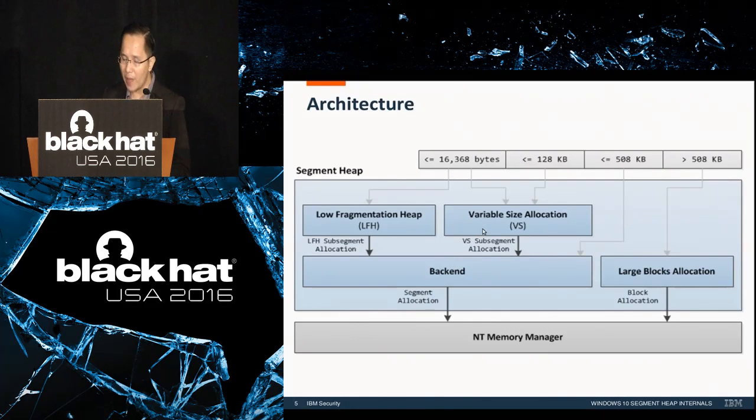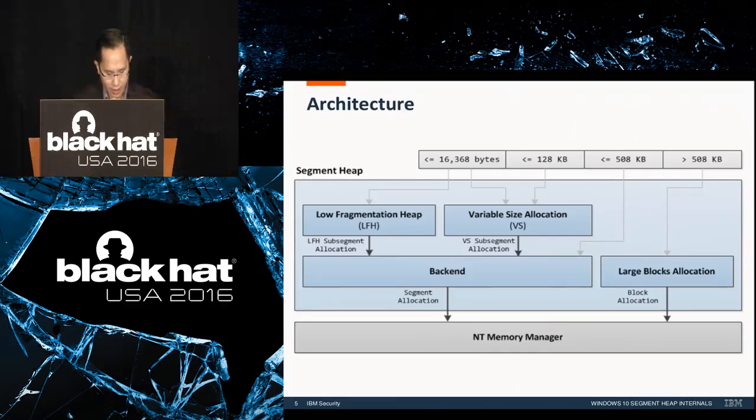Another component on the top of the backend is the variable size allocation component, or VS. It also uses the backend to create the VS subsegments where VS blocks are allocated from. From its name, its difference from the LFH is that in VS, the blocks in the VS subsegments are variable in size. It starts with a large free block, and then it is split into different sizes as allocation requests come in. Finally, the large blocks allocation component here services a large allocation request. It directly uses the NT memory manager APIs for the allocation and the freeing of the large blocks.